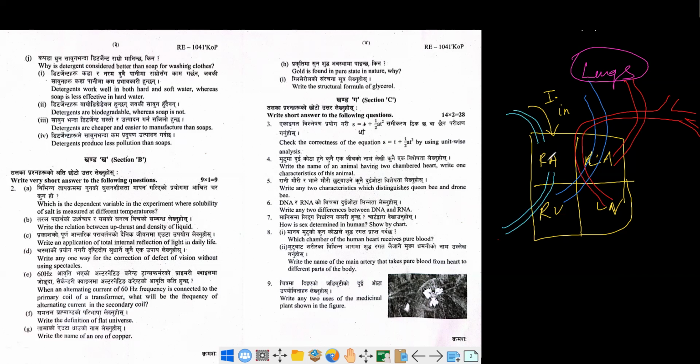Okay, all impure blood, all deoxygenated blood will be received in right atrium. Okay, that will be sent to lungs for purification by this pulmonary artery. Okay, this is pulmonary artery, this is pulmonary vein, this is aorta, and so on. So let me just see. Which chamber of the human heart receives pure blood?